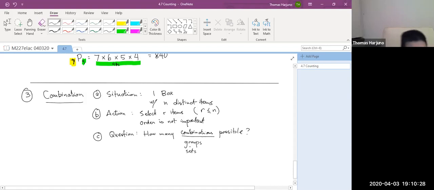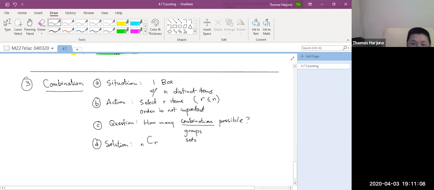Because inside a group, if I say that I take a group of 3 students, for example, then it doesn't matter who comes first, right? In other words, the word group does not have any sense of ordering. The word set also has no sense of ordering. And the answer to how many groups possible, how many sets possible, the solution will be nCr, n combination r.